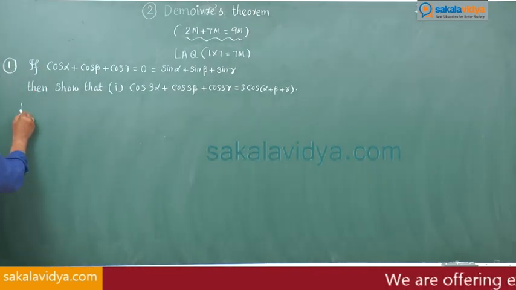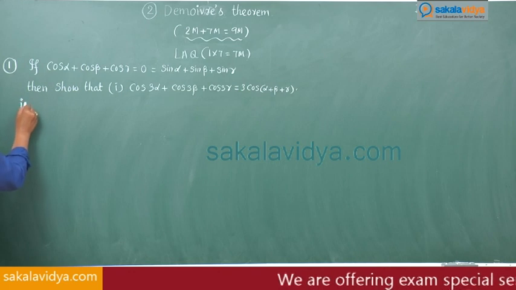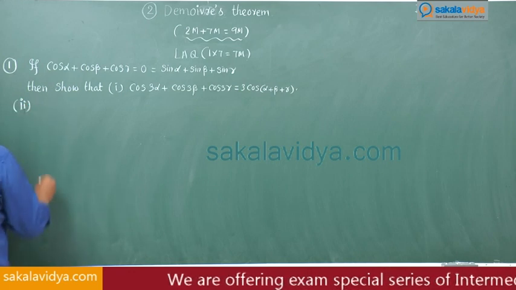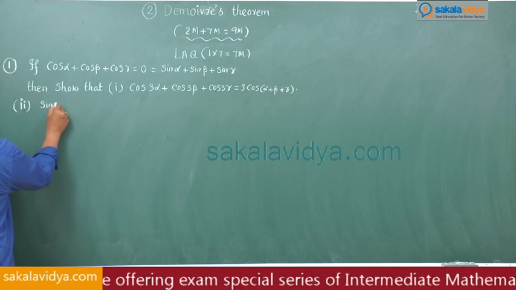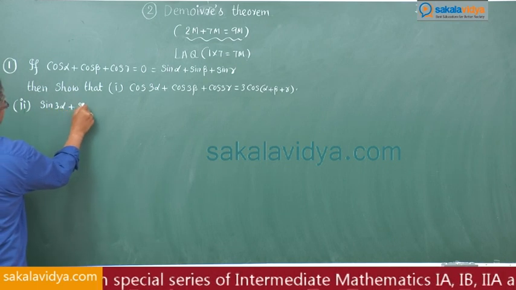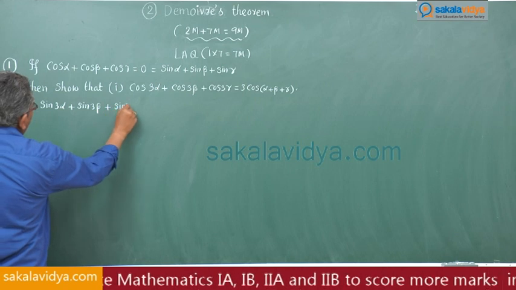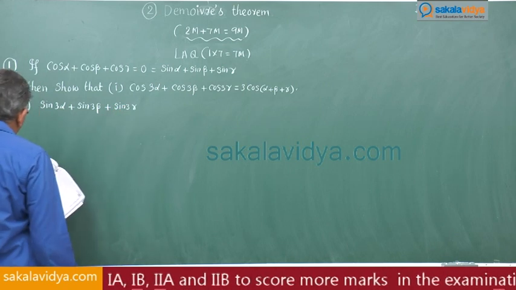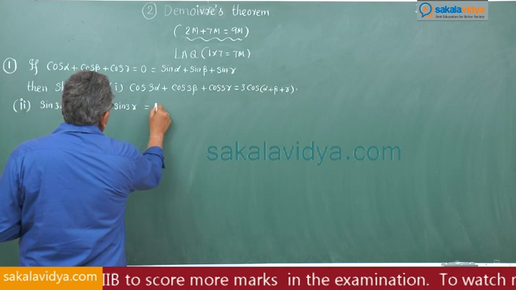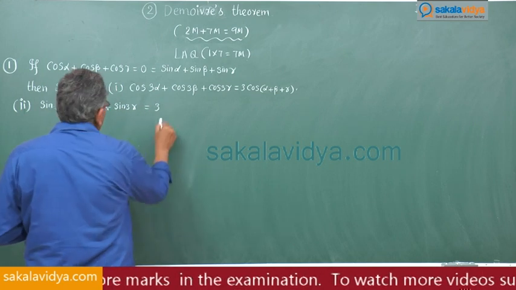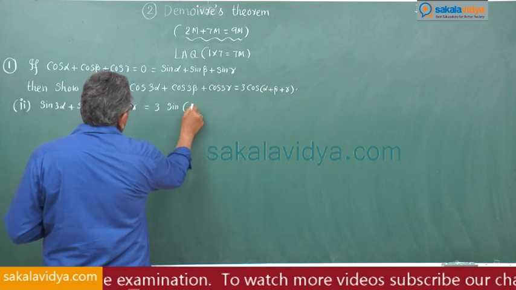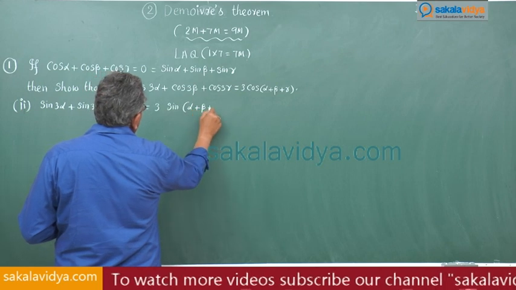Second one is, sin 3 alpha plus sin 3 beta plus sin 3 gamma is equal to 3 sin of alpha plus beta plus gamma.